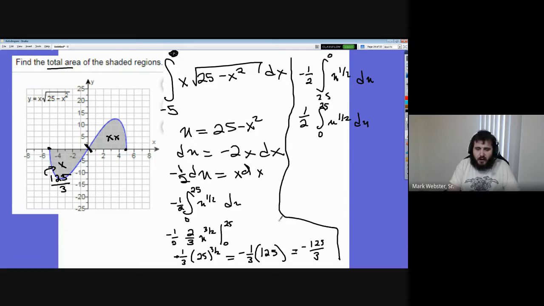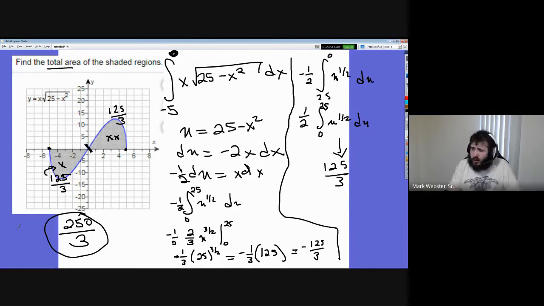So we know that our final answer here is going to be just the positives. It's going to be 125 over 3. Just the same, for the exact same reasons that this was. I integrate u to the 3/2 times this mess, which simplifies to negative 1/3. Plug in 25, square root, cube it, get 125. And so this is also 125 over 3. So if I want the total area, I'm just going to add these. 125 and 125 makes 250 over 3.